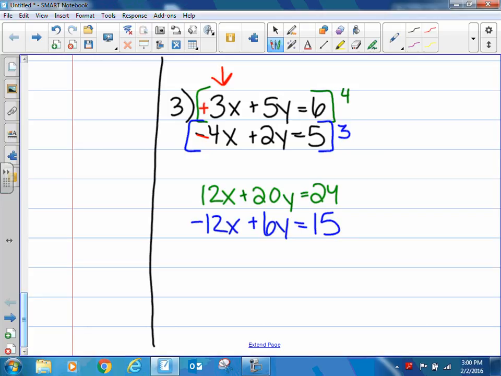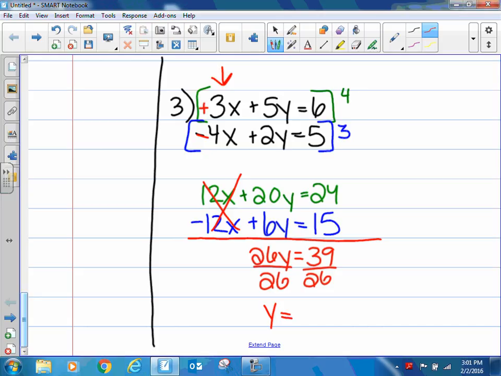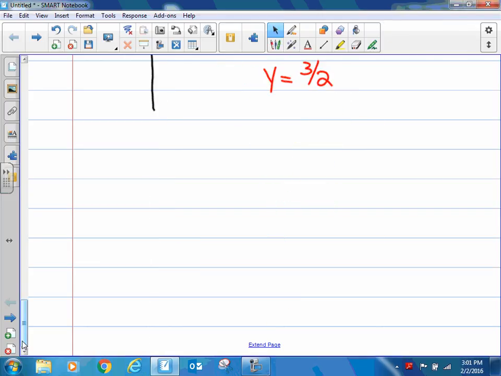And now I am in the position where I can eliminate my x's. So I'm going to come over here and eliminate my x values. I have 20 plus 6 is 26y. And then 15 plus 24 is going to give me 39. And then I'm going to go ahead and divide by 26. And after simplifying, I get y is equal to 3/2. So now I have one of my values. Now I have to go back and plug it into an equation and see what my other one is. So looking at these equations, I'll write them off to the side.